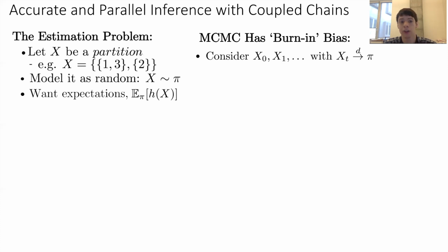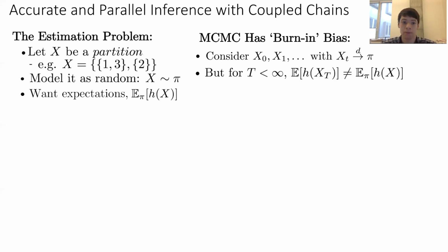If we have this Markov chain, which I'll write as x0, x1, and on, converging to pi in distribution, then we might think of using some finite time like x_t to estimate these expectations. However, for any t less than infinity, expectations computed in this way are not actually going to be equal to the target. As a result, parallelism gives us very little help. Even if we average across multiple chains, we're not going to get rid of this burn-in bias.